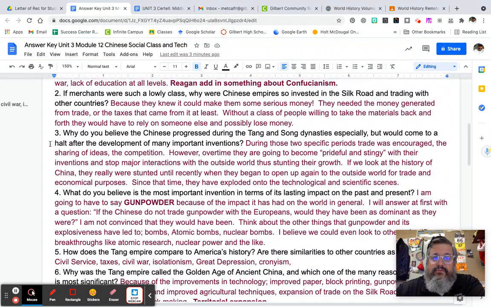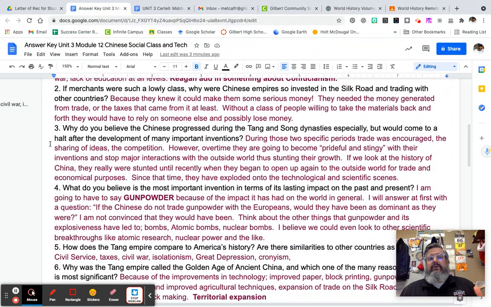So let's look at this. The merchants were the lowliest class. If they were such a lowly class, why were Chinese empires so invested in the Silk Road and trading with other countries? Because they made money off of it. I mean, there's more than that, right? But really, it was the money aspect. They made a boatload of money off of silk, especially.